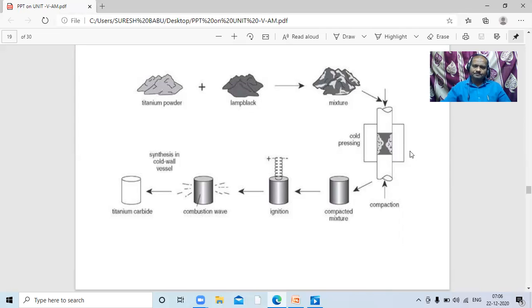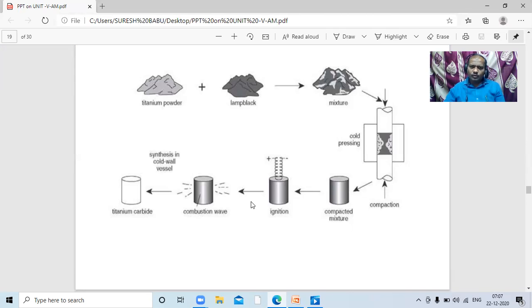After that, we are going to remove the material from here, and we have formed a compacted mixture. It is almost like a chalk piece, we can say. So how a chalk piece is made, in the similar manner we have prepared this. So compacting is done without temperature. That's why we call it a cold pressing process.